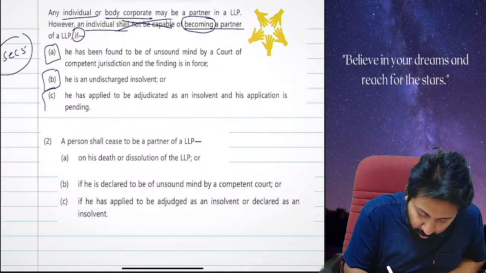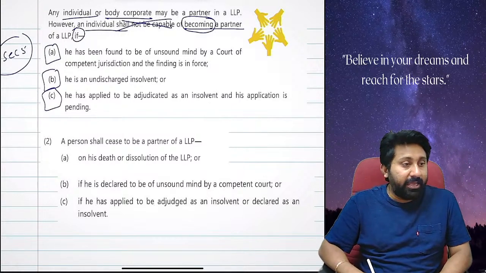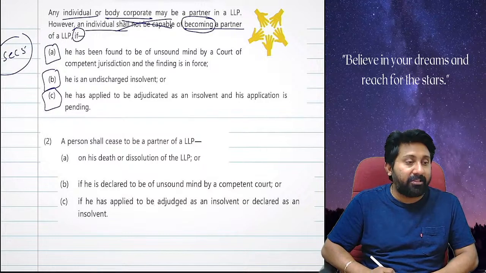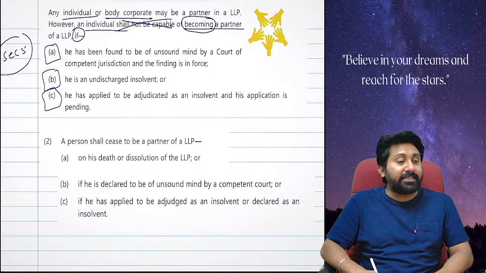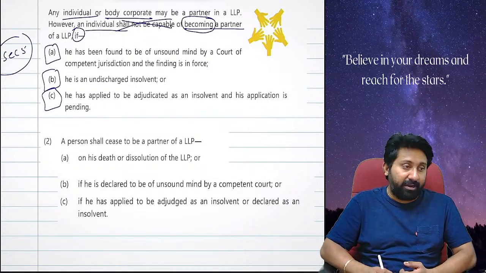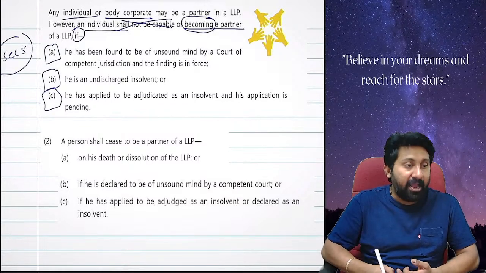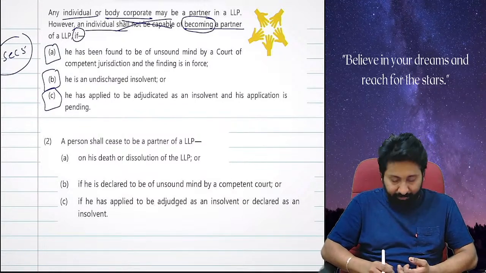Becoming, here is talking about future tense, becoming a partner of LLP, if how many conditions are there? 1, 2, 3. If he has been found to be of unsound mind by a competent jurisdiction and the finding is in force, he is an undischarged insolvent, or he has applied to be adjudicated as an insolvent and his application is pending. Okay, next.